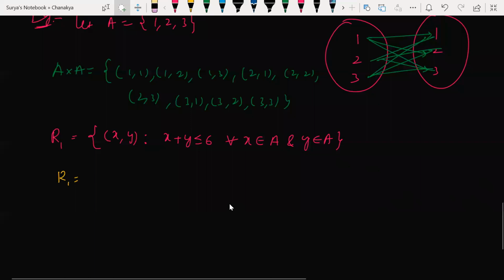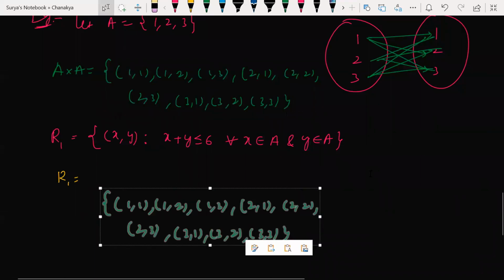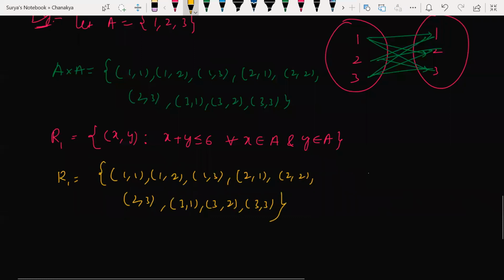What are you getting? Tell me. If you observe this properly, again you will be getting the same thing. Look at this here; if you want, you can check. 1 plus 1 is 2, here 3, 4, again 3, 4, 5, again 4 here, 5, 6. So all these numbers are less than or equal to 6. The summation of x and y in all these ordered pairs is still less than or equal to 6. Am I correct?